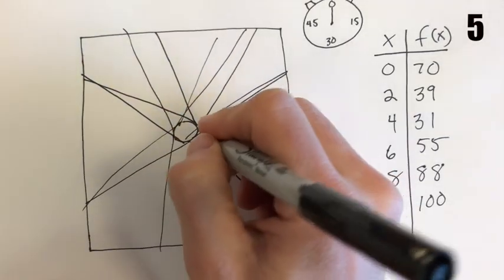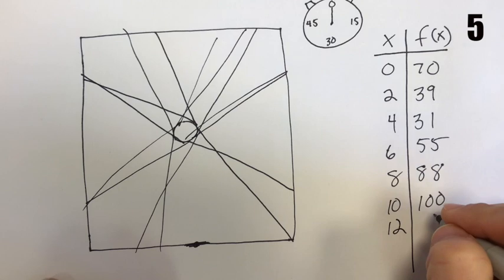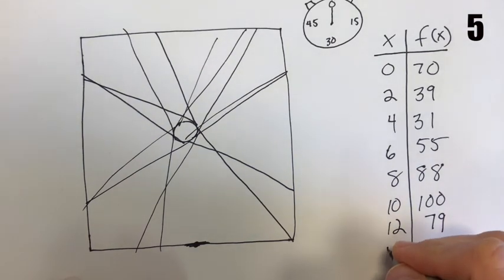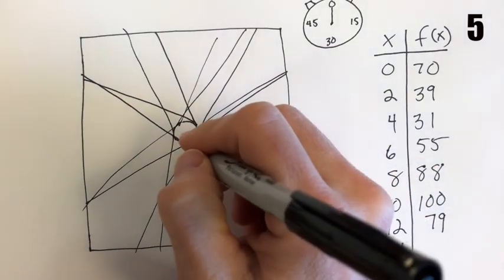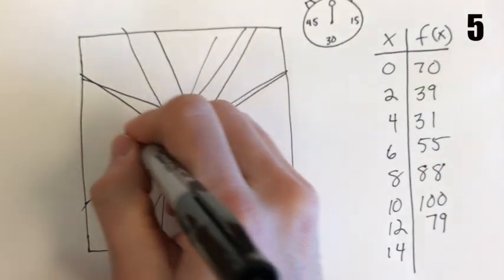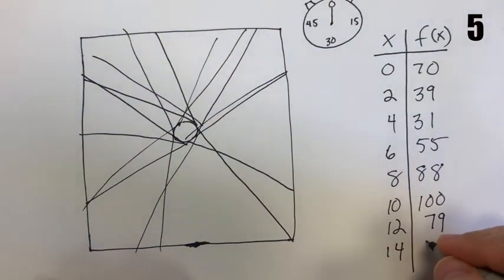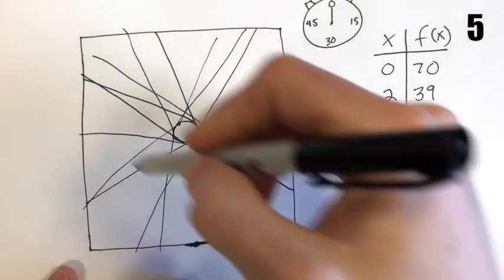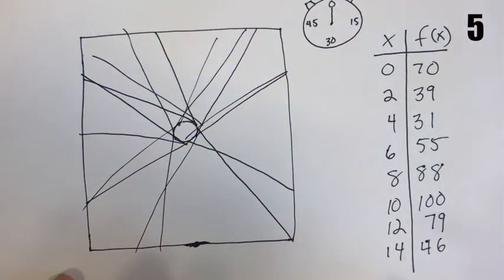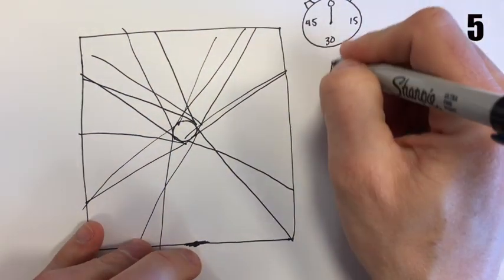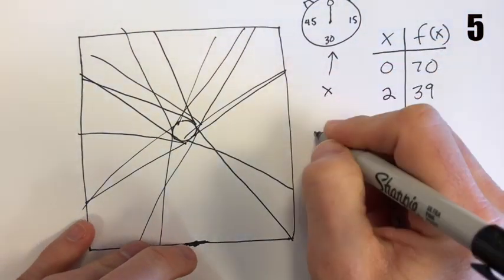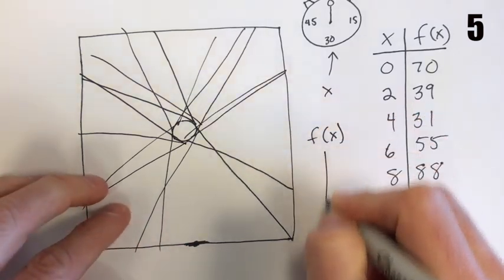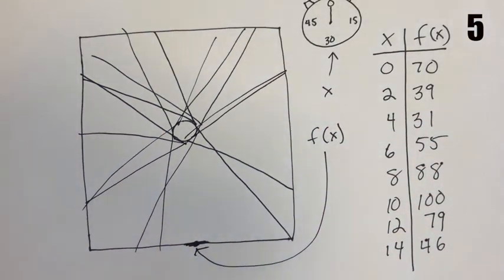At 12, we're starting to get past it again. 79 candelas, and at 14 seconds, we must be back maybe up here somewhere, and we're at 46 candelas. So assuming this light continues to rotate in that fashion, x is the time in seconds, and f of x is the luminous intensity of the spot on that wall as the spotlight rotates over time.